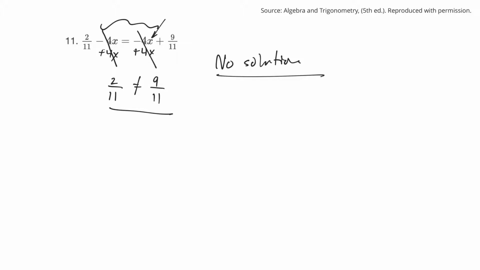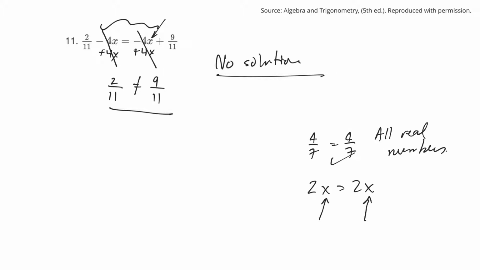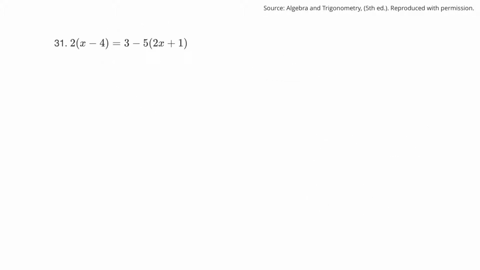Now, if you have an equation where everything cancels out, or if you come up with a true statement like 4/7 is equal to 4/7, then your answer would be all real numbers are a solution. So all real numbers would work. So a question like this, if I said 2x is equal to 2x, you could plug any number you want in for x and it would be true. Therefore, all real numbers are a solution. That's that one. Here's another question where we have to solve for x.